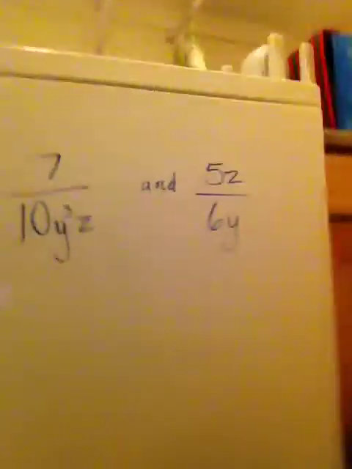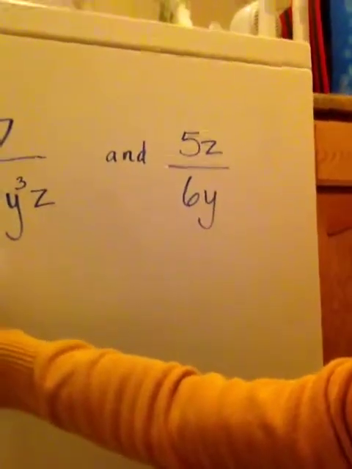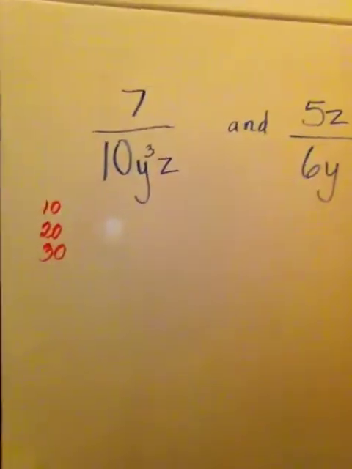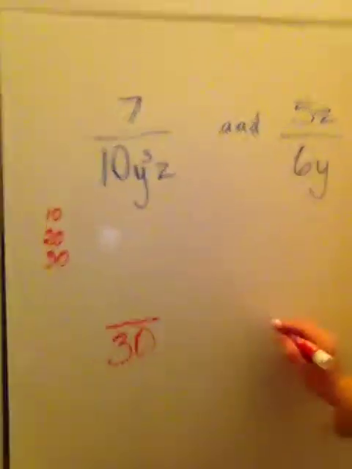Okay, so look at the numbers first. So 10 multiples are 10, 20, 30. Oh, I know I can multiply the 6 by something and make it 30. So I know 30 is going to be in my denominator that I want to make.